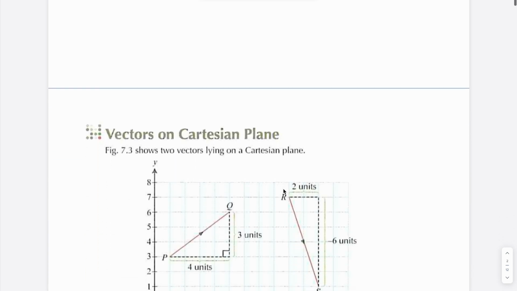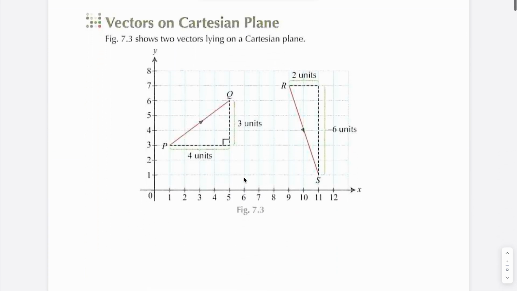Moving on to the next part, vectors on the Cartesian plane. Suppose you have a representation of a vector which is already there and you are asked to write the vectors as column vectors. So PQ, you can write as 4 units in X and then 3 units in Y. It is (4, 3). Always write the X first, then the Y part. And when it is PQ, P is always the starting point and Q is the ending point. In case of RS, it starts from R and it ends at S.